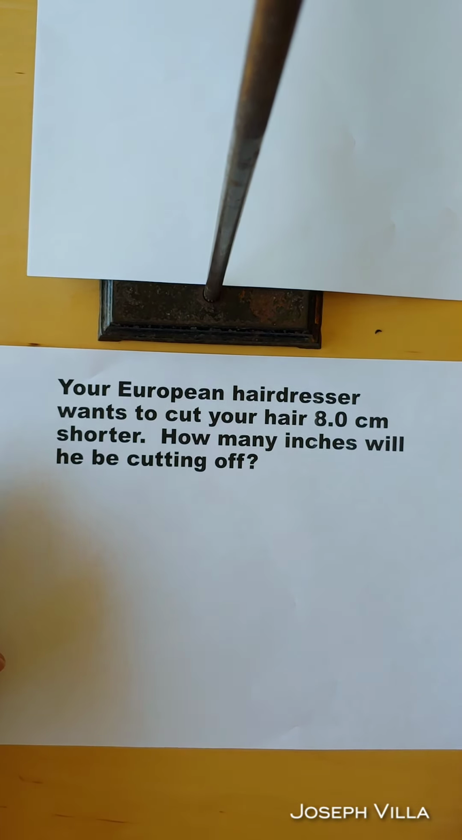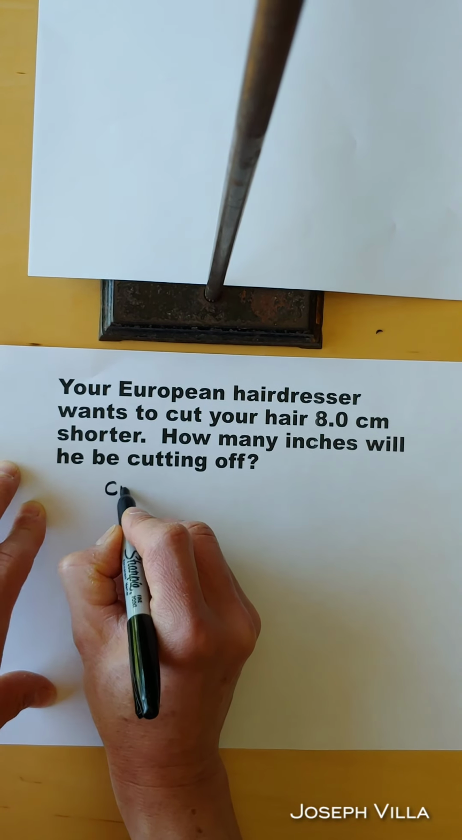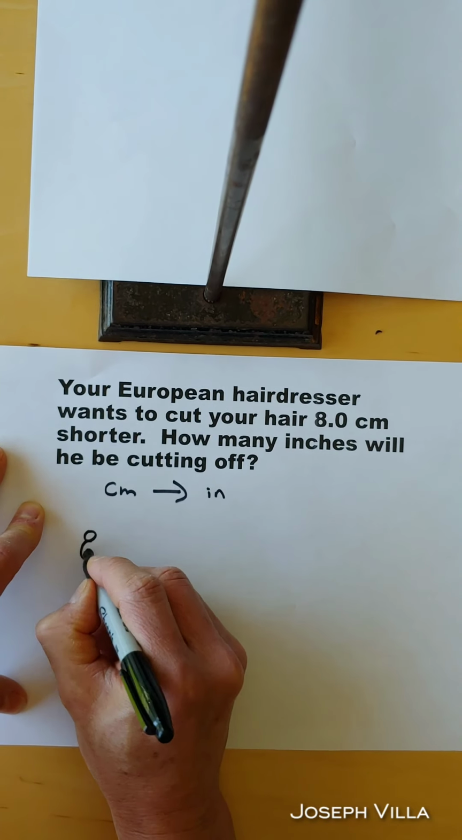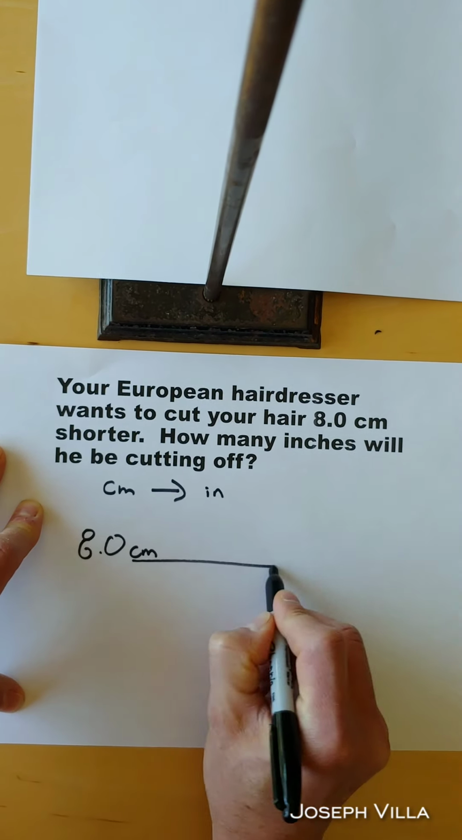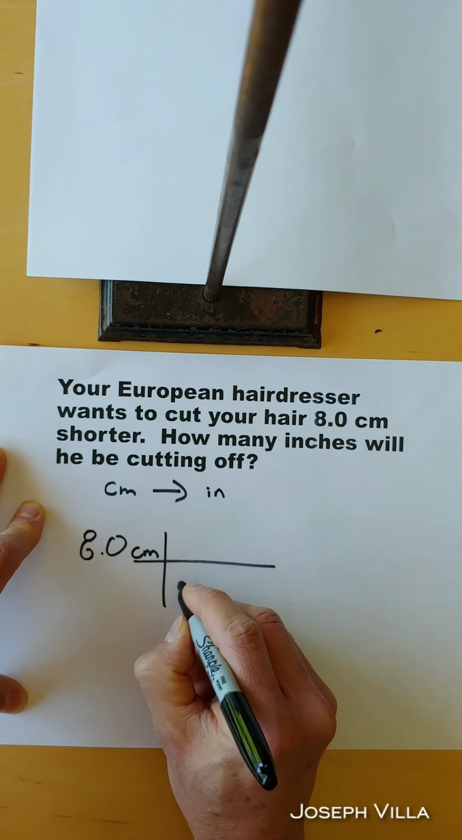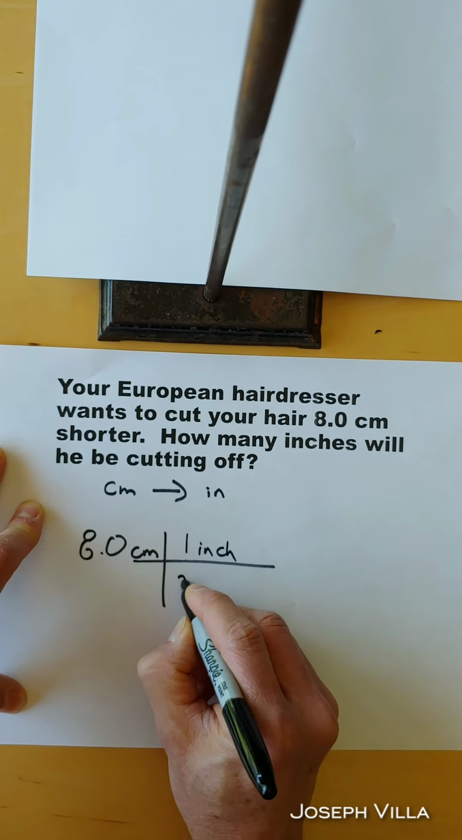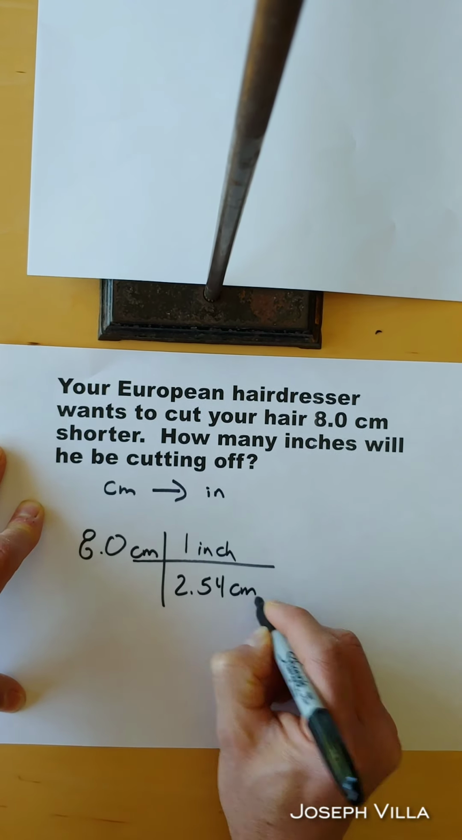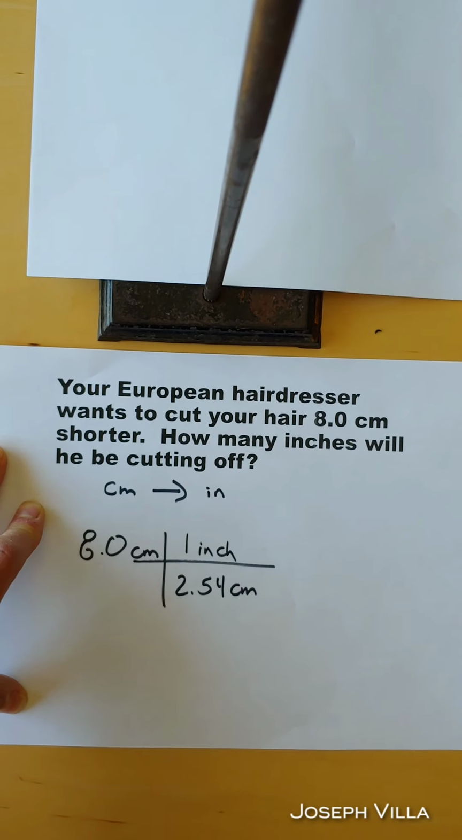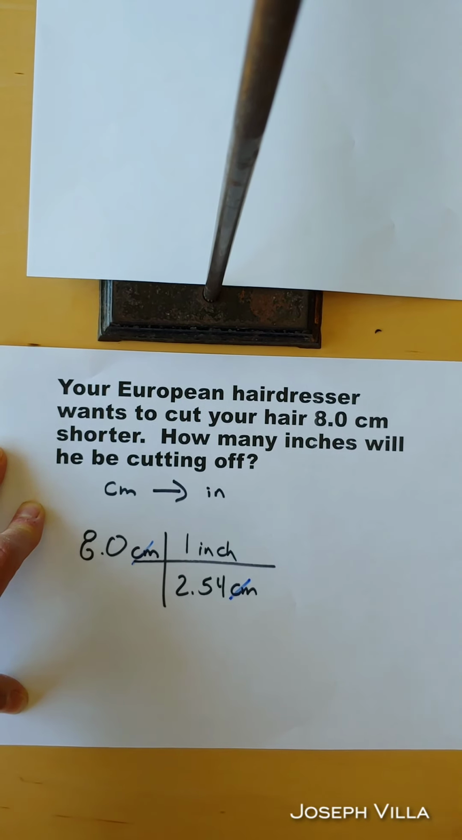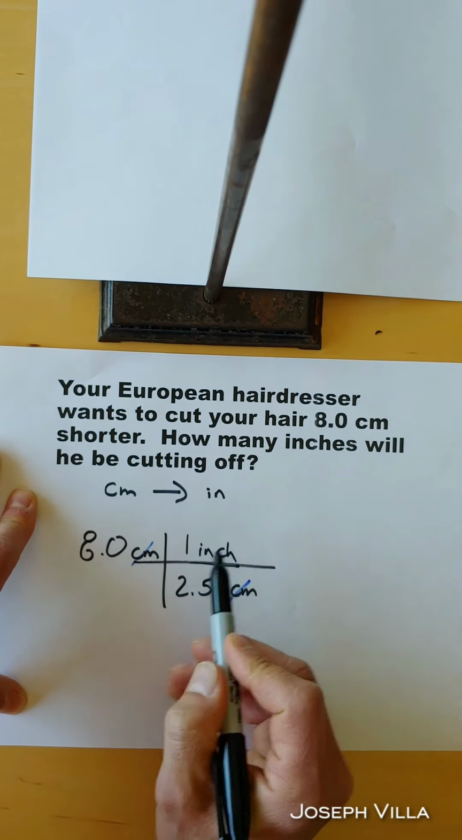So you say, okay, how many inches of my hair is that going to be? If I'm starting with centimeters, I want to figure out how many inches that is. So if I'm removing 8 centimeters from my hair, I know that 1 inch of hair is the same as 2.54 centimeters. That's just a simple one-step conversion. And so centimeters cancel with centimeters, and I have inches, the units that I want.